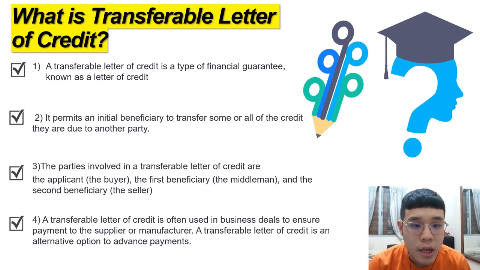So which means in using this transferable letter of credit, the first beneficiary has the right to instruct the bank to transfer some or all portion of the money to a second beneficiary, so that the second beneficiary does not have the right to instruct the bank to transfer to another beneficiary. So the transferable letter of credit is often used in business deals to ensure the payment will be paid to the supplier and manufacturer. So it's one of the alternative options to make an advance payment.